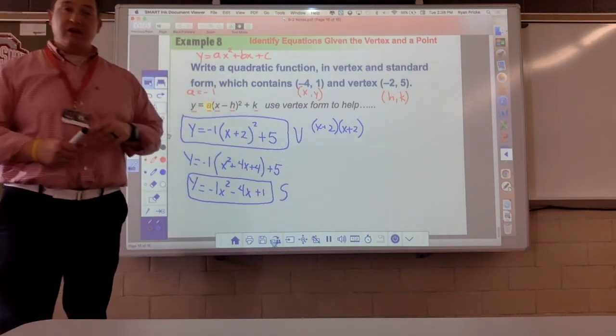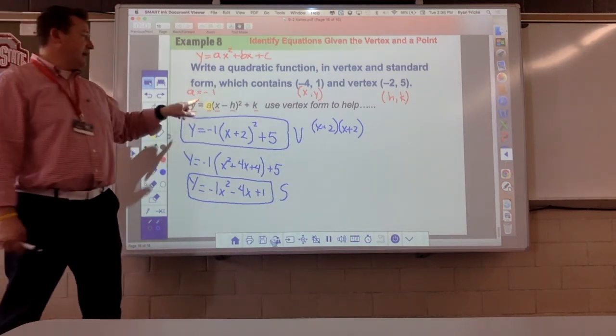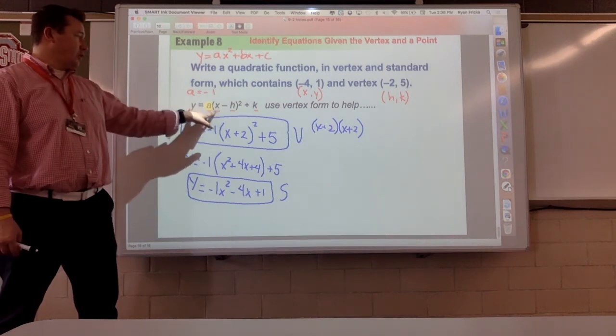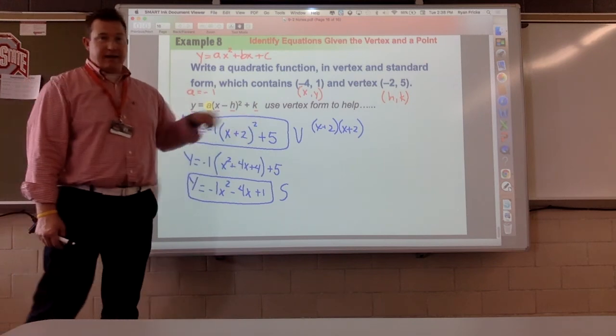Okay? So refer back here if you need help with it. Okay? But that's all we got to do. We have to know what A is first. And we find A, guys, by using our ordered pair they give me, X and Y, and then using my vertex as H and K.